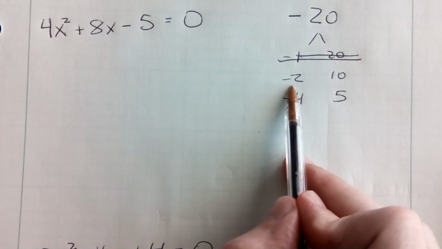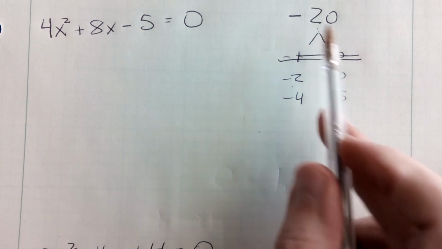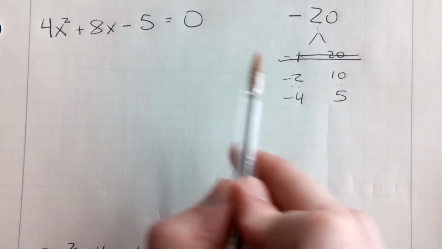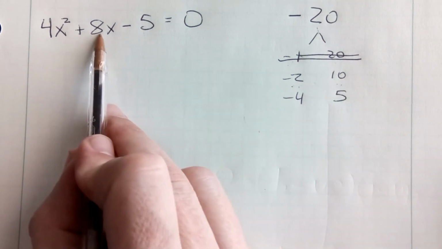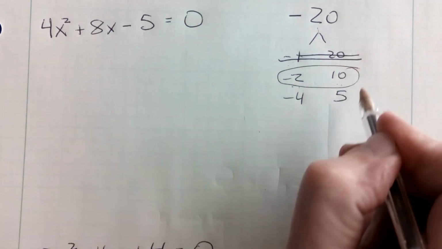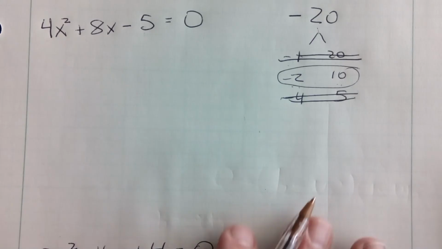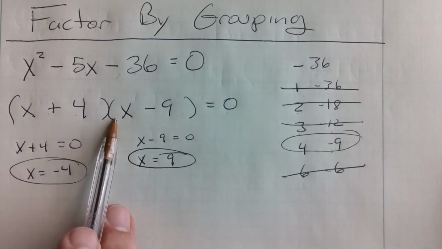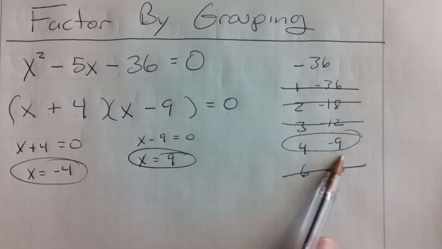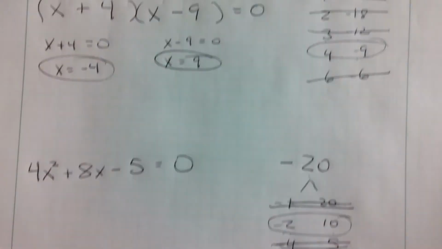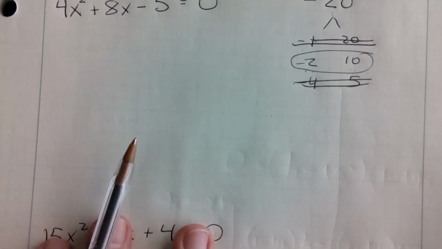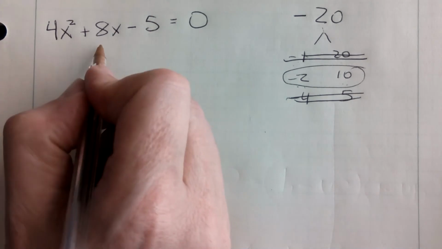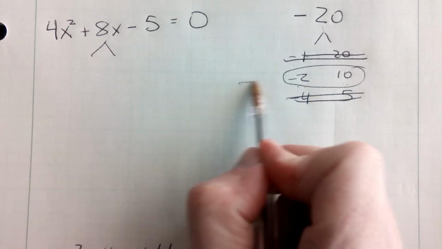Negative 2 times 10 is negative 20, but negative 2 plus 10 is my 8. That's the one I want. Now, I have to do it a little differently than I did up here. Up here, I just wrote the two parentheses and put in those two factors I got, that 4 and negative 9. Down here, I can't do that. What I'm actually going to do is split this 8 into these two factors.